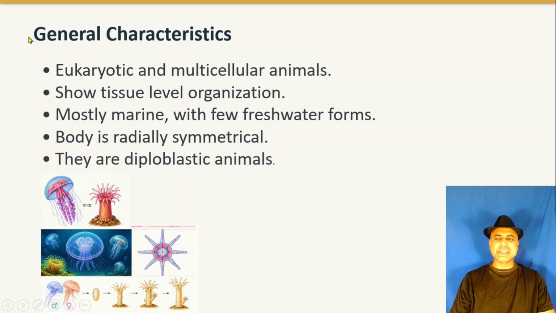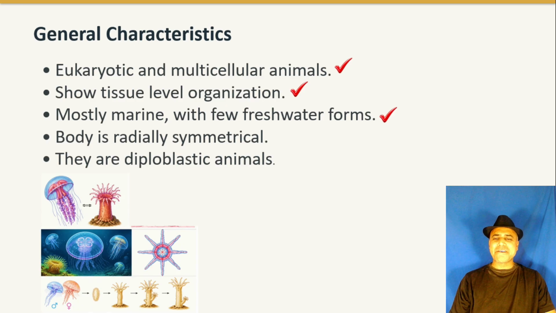General characteristics: eukaryotic and multicellular animals. Cnidarians are eukaryotic and multicellular animals. They show tissue level organization, mostly marine with few freshwater forms. Most organisms of phylum Cnidaria are marine, but only few organisms are found in fresh water.